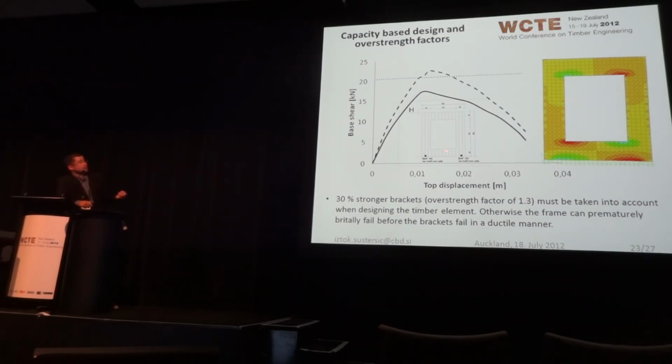So if this would be the curve where we take the nominal strength of the brackets, this is where we would end up. We have the initial stiffness, then the plastification, and then the structure pretty much collapses. But if the brackets are 30% stronger, then the problem is that they don't get the chance to fail non-linearly, so ductilely, because crosslength fails before that. Crosslength fails at about 20.4 kilonewtons, so our frame would break before we would actually get a chance for a ductile dissipation of energy.